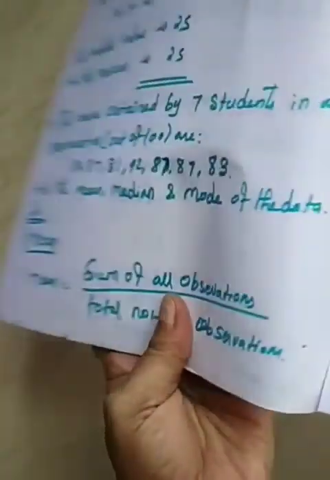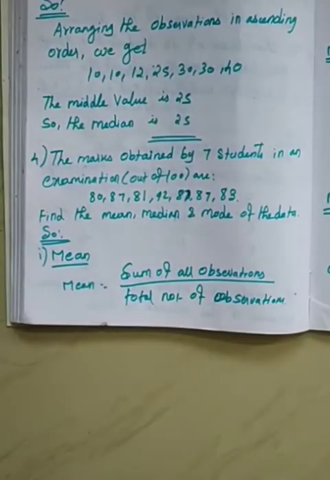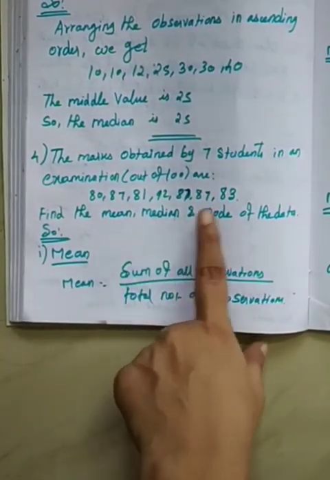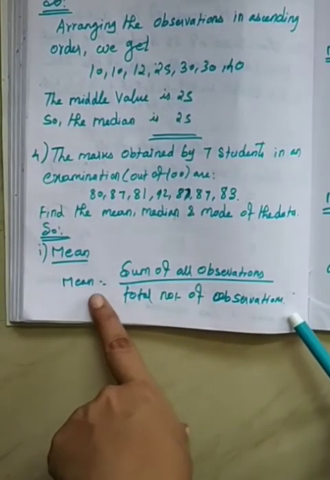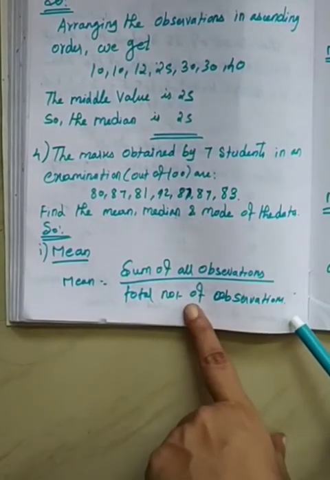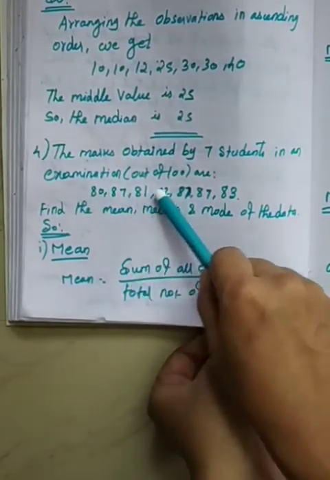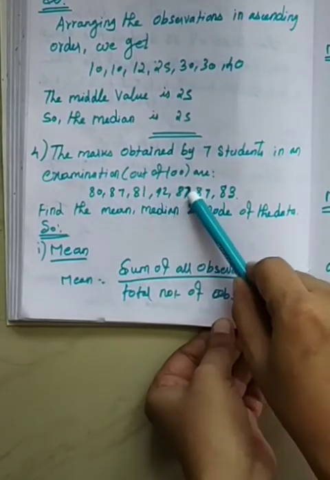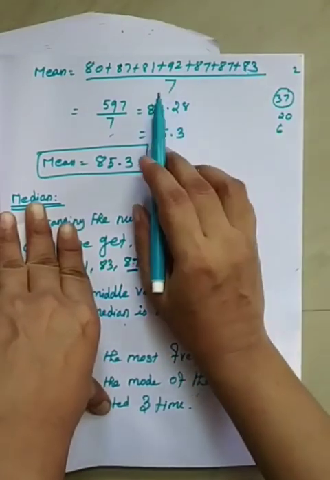Everybody clear? See here, you can recall once again. See what the question is. The marks of 7 students were given. Now you have to find the mean, median, mode. First of all you have to find the mean. What is meant by mean? The mean is nothing but the sum of all observations divided by the total number of observations. The sum of all observations means you add these values, divided by the total number of observations, which is 1, 2, 3, 4, 5, 6, 7. So divided by 7 you can write. Sum of all observations is the numerator divided by 7.